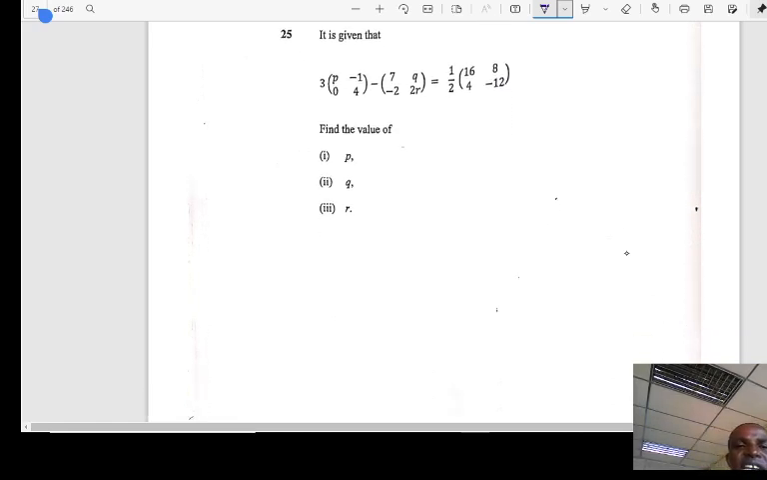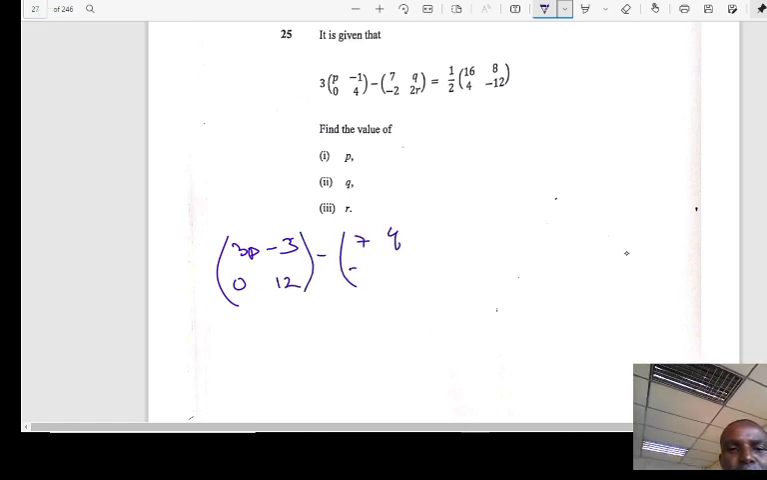So the left side as a single matrix: first you multiply with the scalar 3 here, it will be 3p minus 3 here. Then 3 times 0, 3 times 4 is 12, minus 7q minus 2, 2r, which is equal to, then you can also simplify this one. Half of 16 is 8, then half of 8 is 4, then half of 4 is 2, then minus 6 here.